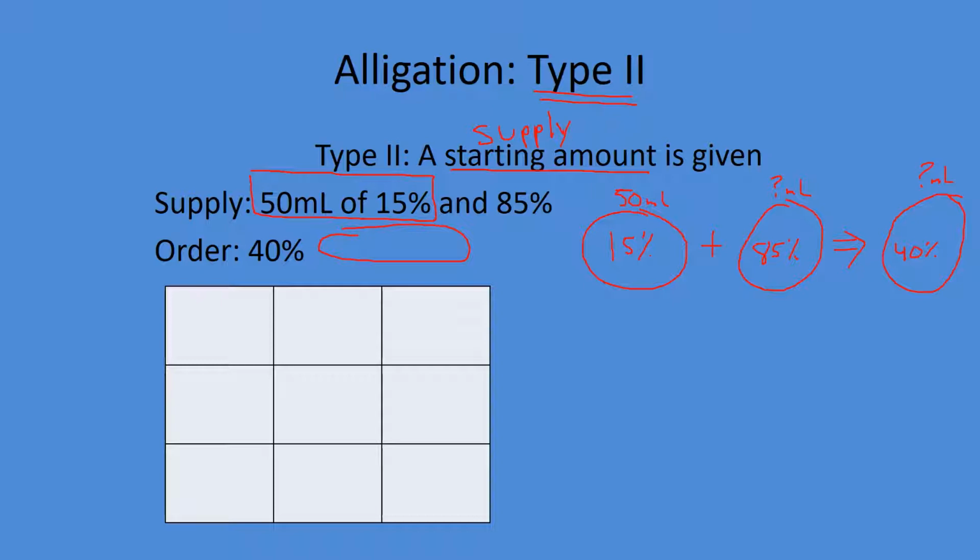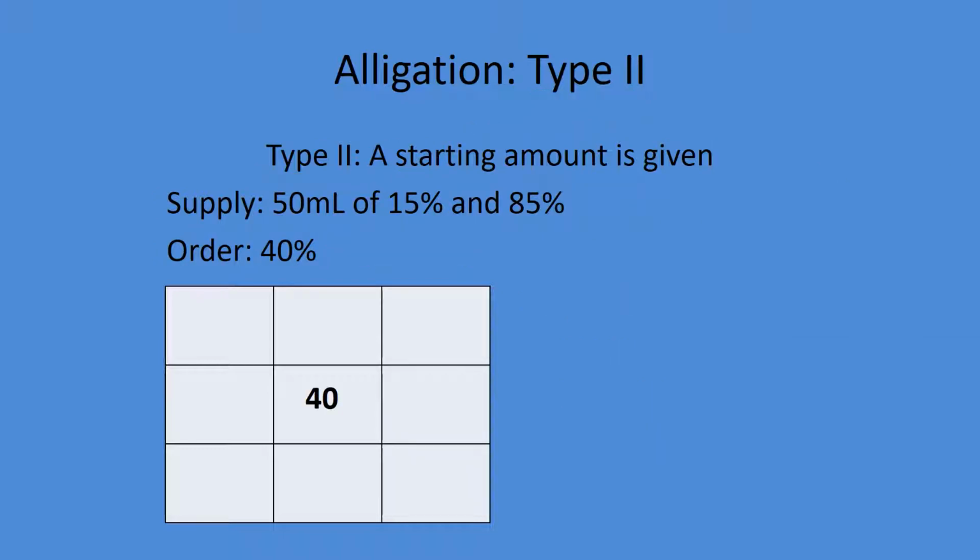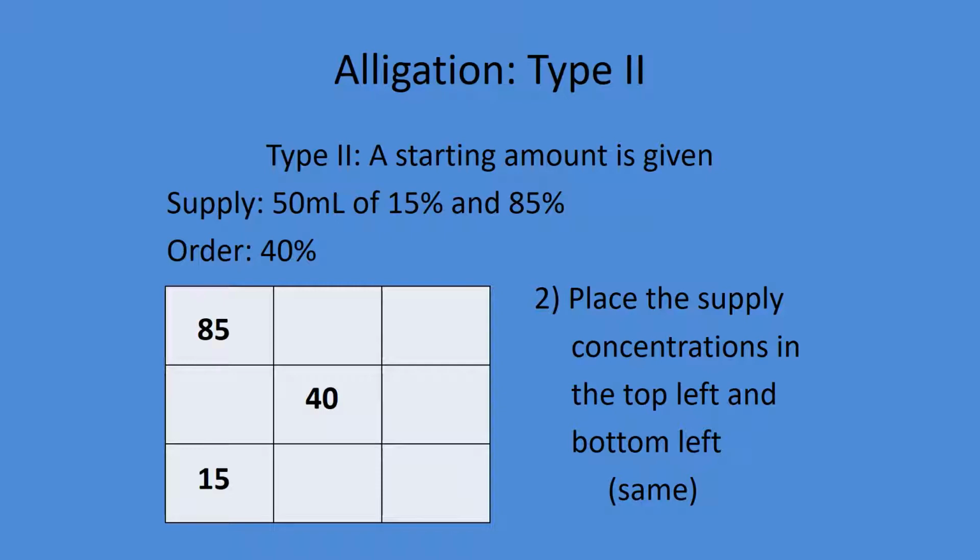Right? To figure out the final volume, all we have to do is add these two and get the final volume. But let's solve for how much 85% we need. So it's similar to type 1 alligation. We're going to place the concentration in the middle, our supply concentrations to the left. Find the difference.